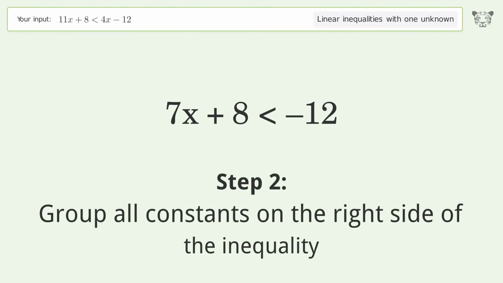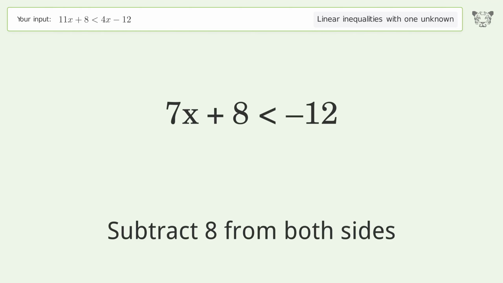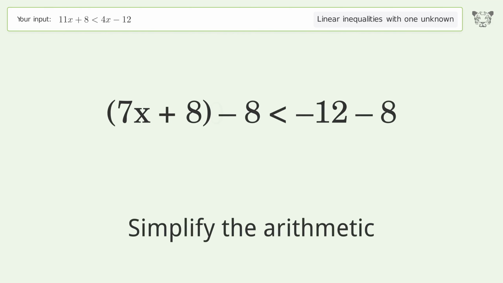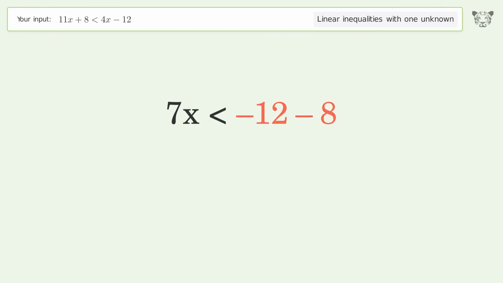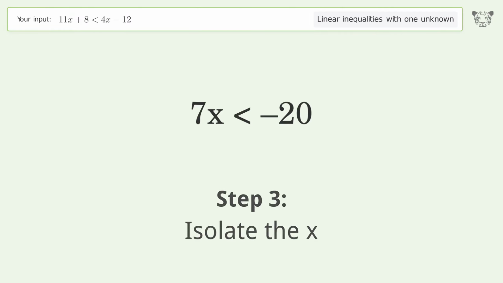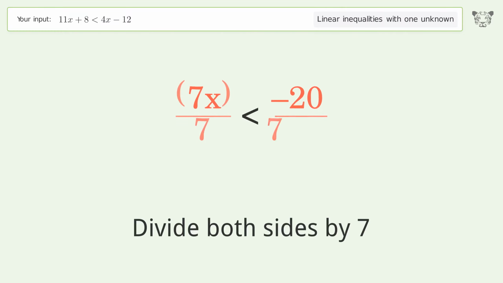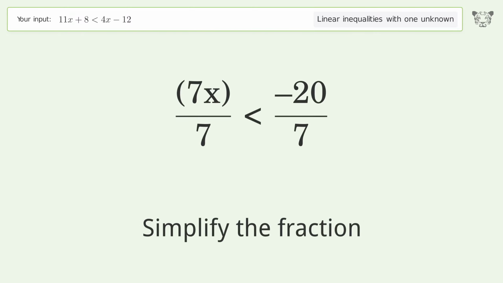Group all constants on the right side of the inequality. Subtract 8 from both sides. Simplify the arithmetic. Isolate the x. Divide both sides by 7. Simplify the fraction.